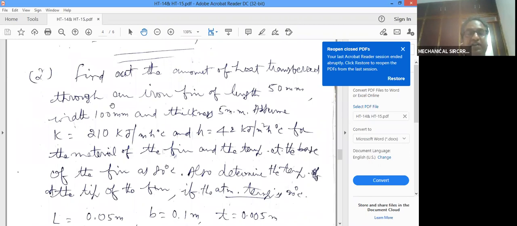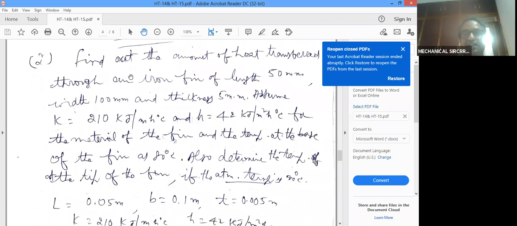Okay. Next, second problem. All of you read the second problem. Find out the amount of heat transferred through an iron pin of length 50 mm, width 100 mm, thickness 5 mm. Assume thermal conductivity K is given as 210 kilojoules per meter hour degree centigrade.